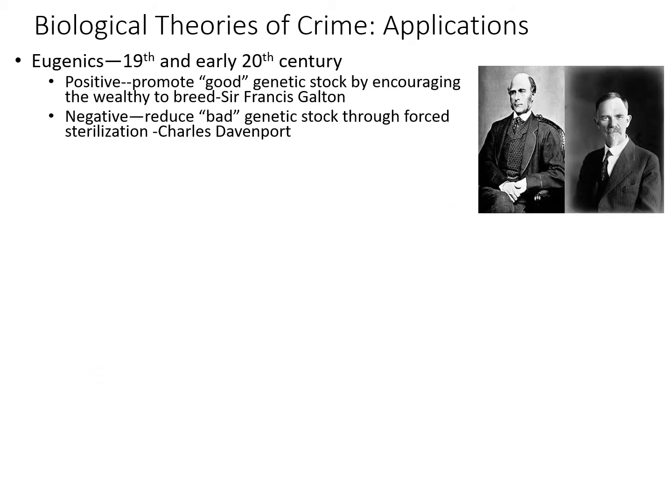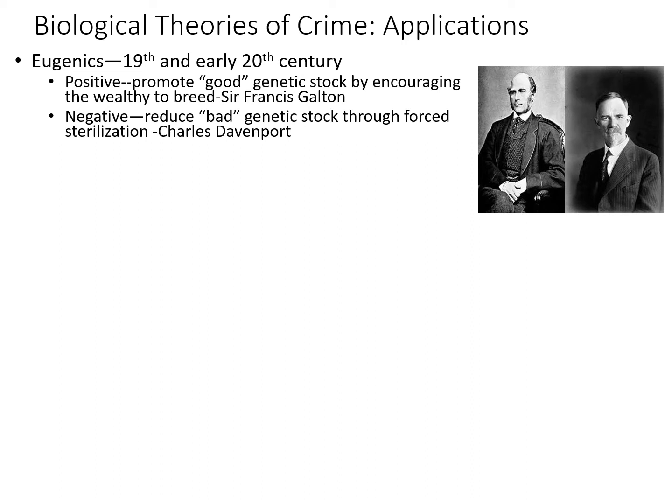Starting in the 19th and early 20th centuries, you have the social policy known as eugenics. And eugenics comes in two forms. First, we had positive eugenics, championed by the likes of Sir Francis Galton, who happened to be Charles Darwin's nephew, as well as a major influence on the development of statistical analysis. Galton was a proponent of positive eugenics, the promotion of good genetic stock by encouraging the wealthy to breed. Galton was afraid that the wealthy were being overrun by the poor, who had higher rates of fertility. It's still true today that in the 21st century, the poor tend to have more children than the wealthy.